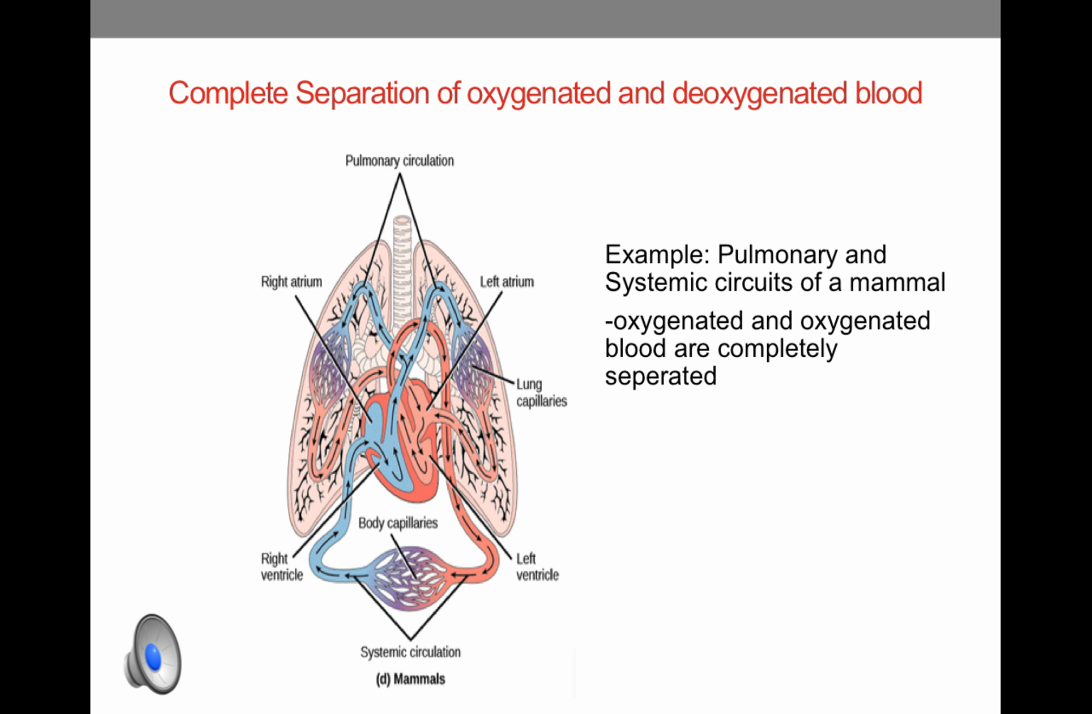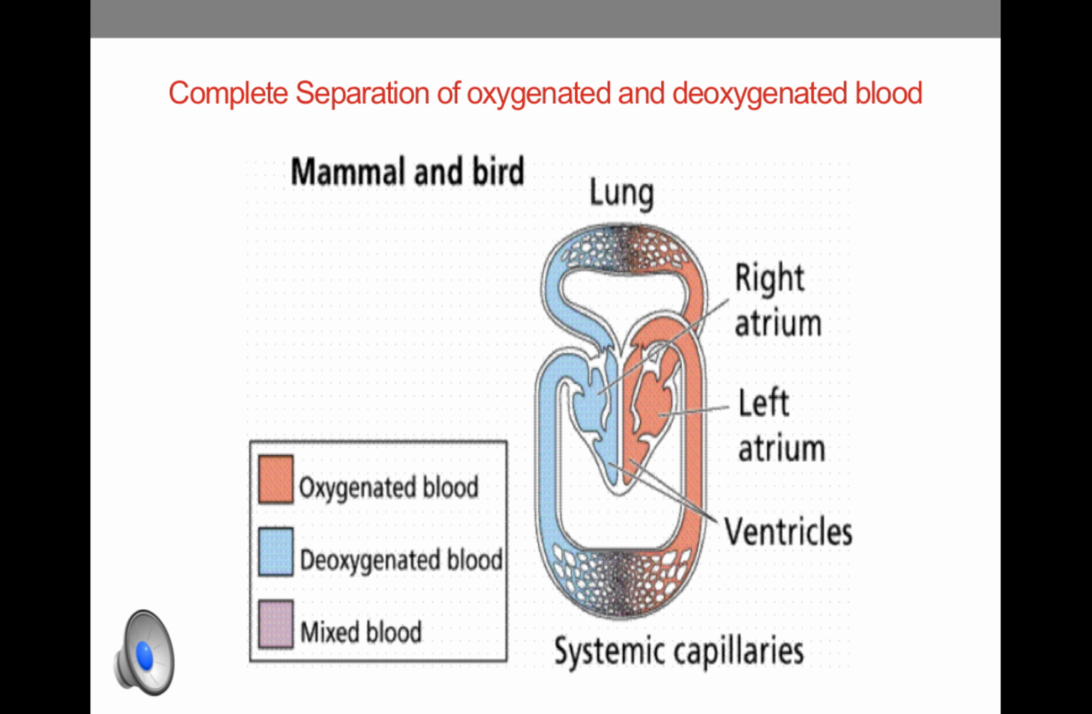This photo shows an example of the pulmonary and systemic circuits of a mammal. In this, oxygenated and deoxygenated blood are completely separated. Complete separation of oxygenated and deoxygenated blood allows for no mixing between oxygenated and deoxygenated blood, minimizes respiratory gas exchange, and maximizes availability of the amount of oxygen.